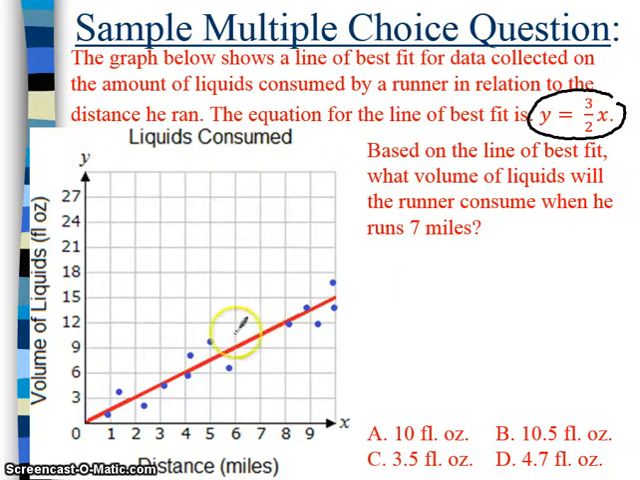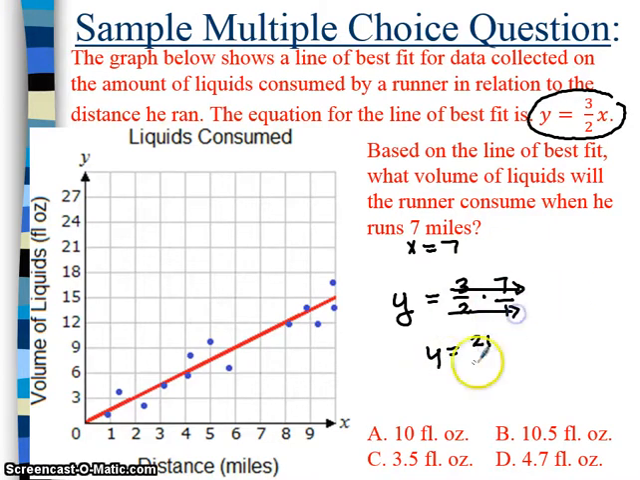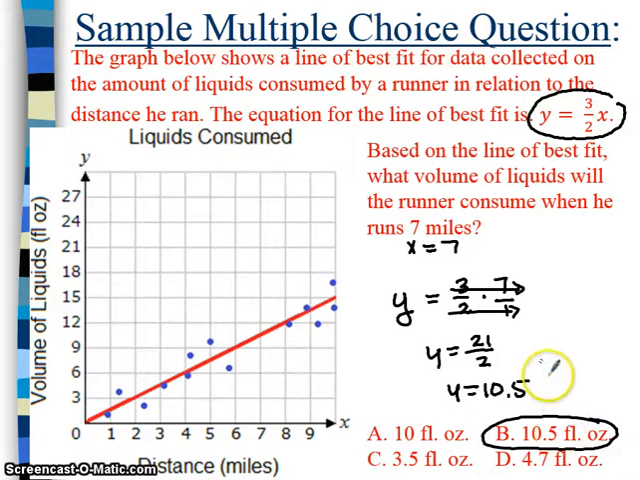Now, you could go up 7 and over, but because it's between, we don't know if it would be 10 or 10.5, but we know it's going to be somewhere in there. To be more specific, we can substitute 7 in for x. So we know that y, which is the volume of liquids, is equal to 3 halves times 7. Well, 7 over 1 is the same as 7, so we'll multiply across. So y equals 21 divided by 2, or y equals 10.5. So 10.5 fluid ounces would probably be consumed by this runner if he or she ran 7 miles.